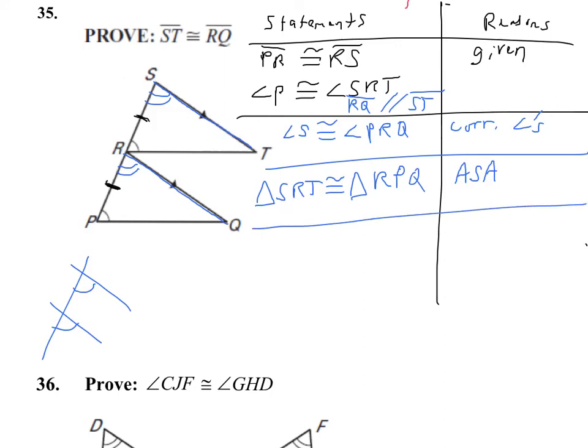But remember what we're trying to prove here. We're trying to prove ST is congruent to RQ. ST congruent to RQ. And so that's what we're going to say next. And that'll be our last step of the proof. But let's talk about why that's true.